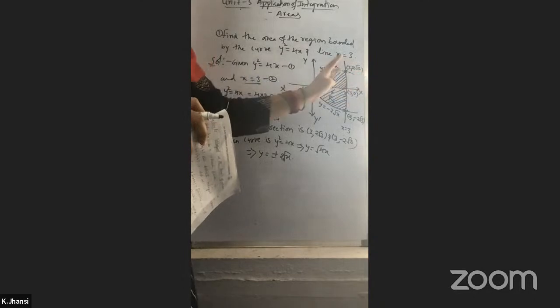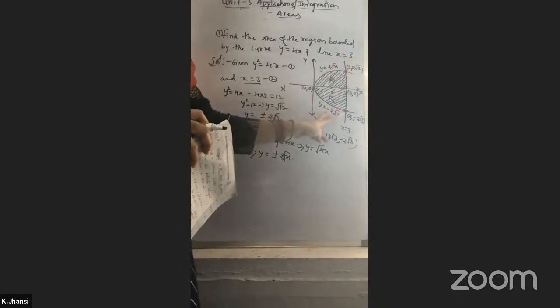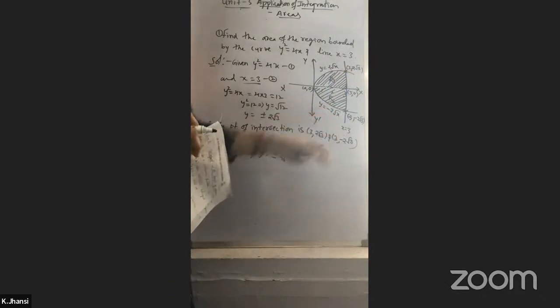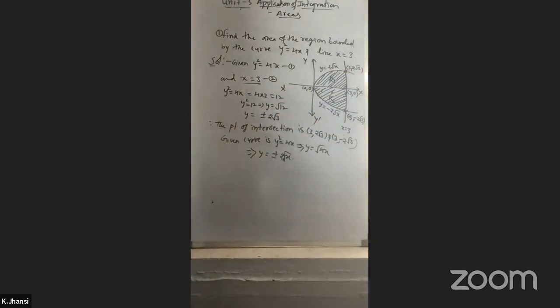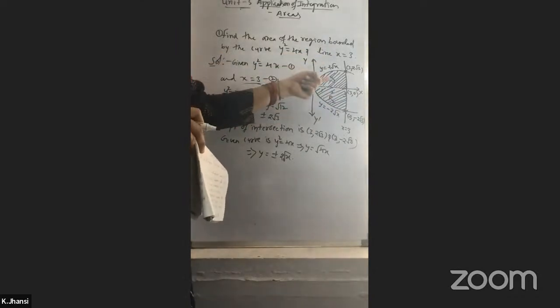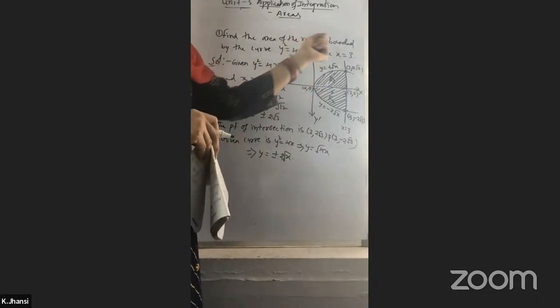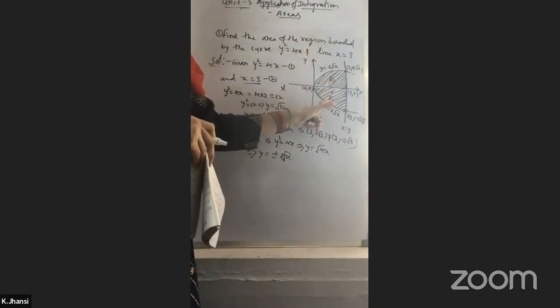So the curve is divided into two parts. The first part of the curve is y equals 2 root x, and the down part is y equals minus 2 root x. Okay. To find the area of these two regions, you can write area of the region bounded equals R1 plus R2.